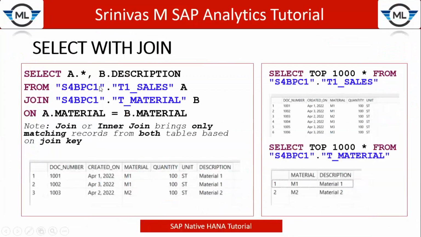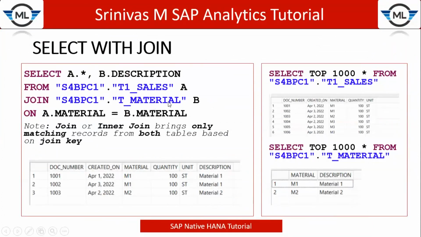In my join, in my select statement, I have taken an alias name a for my table, sales. So when I say a dot star, it means I am trying to fetch all the columns from my table. Then comma b dot description. What is b? B is my other table. What is the table name? T underscore material is my second table.